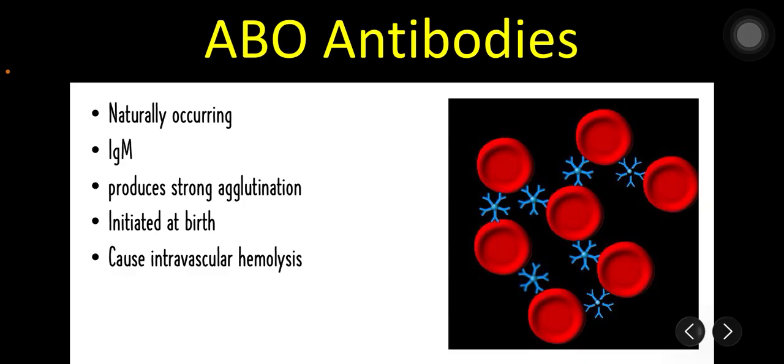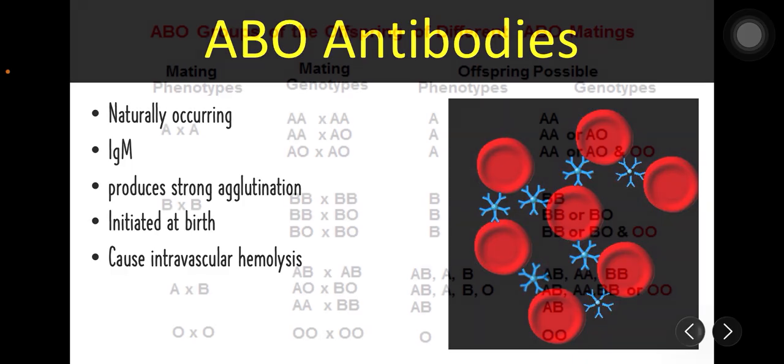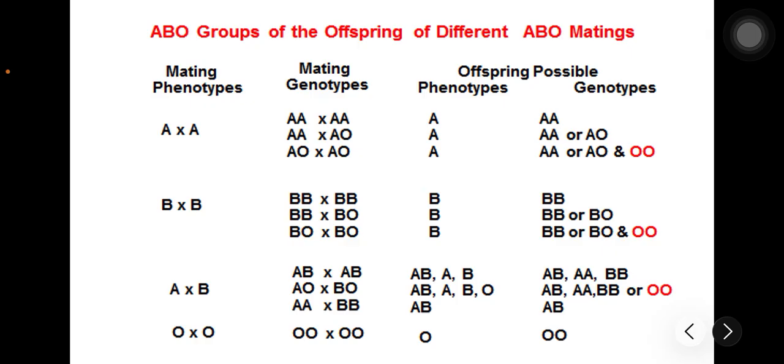Titers are generally low or too low for detection until the individual is 3 to 6 months of age. So antibodies found in the cord blood serum are of maternal origin. And if the wrong ABO blood group is ever transfused to the patient, it will cause intravascular hemolysis. Again, these are the possible combinations of the ABO blood groups of the offspring of different ABO matings.